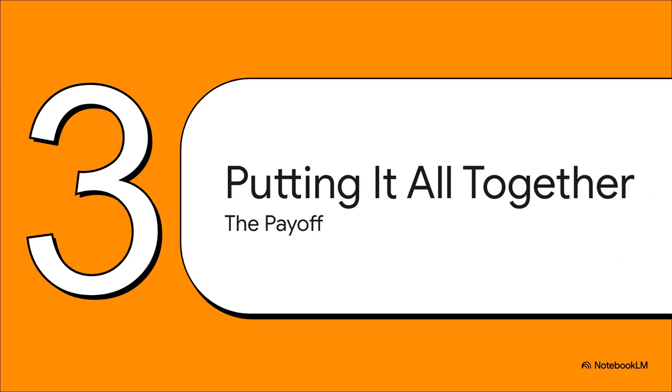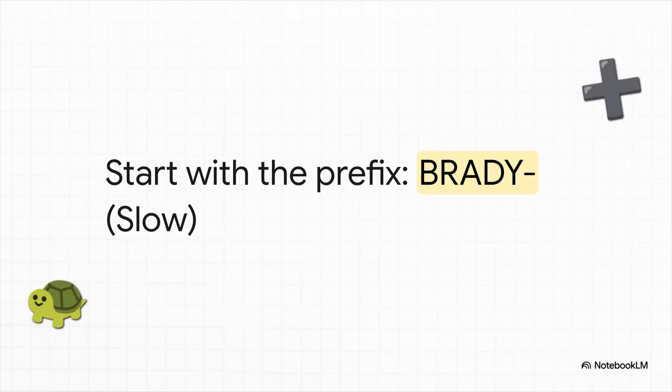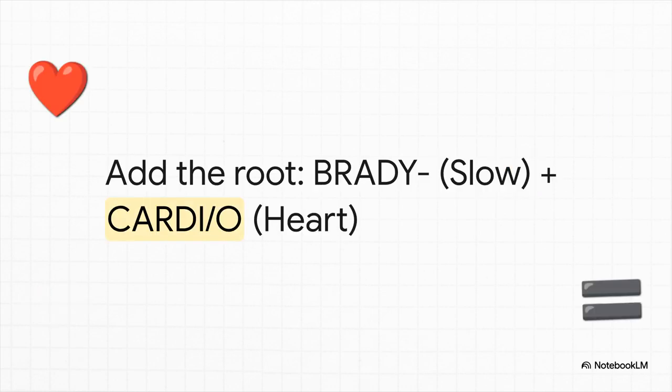So we have our building blocks now, right? The prefix, the root, and the suffix. So now for the really fun part. Let's actually build a medical term from scratch and watch this code come to life. Okay, let's start with a prefix. We'll grab brady. And if you remember from just a second ago, we know that means slow. Next up, let's add our main character, the root, cardio, which of course means heart.